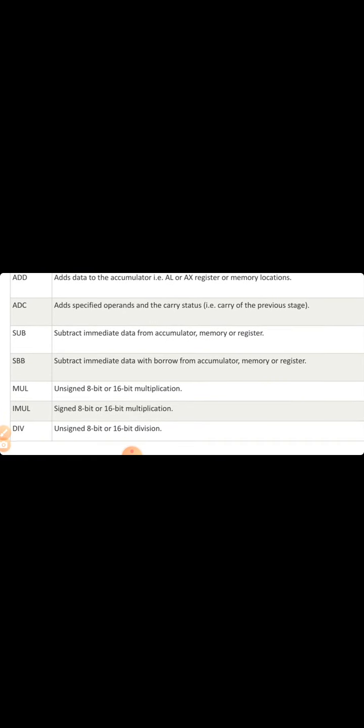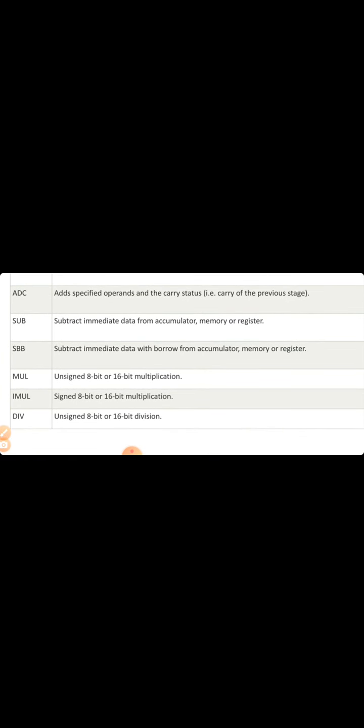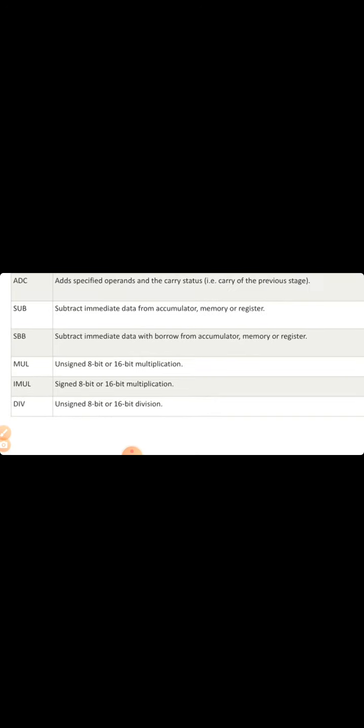Now MUL is the multiplication instruction, unsigned 8-bit or 16-bit multiplication. This instruction performs 8-bit or 16-bit multiplication. Now IMUL is signed multiplication. The first instruction performs unsigned 8-bit or 16-bit multiplication, and IMUL performs signed 8-bit or 16-bit multiplication. Now DIV means division.